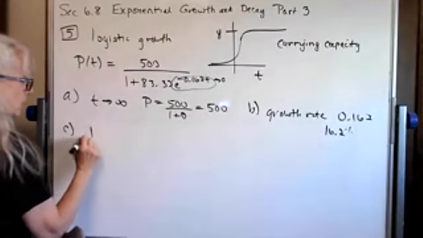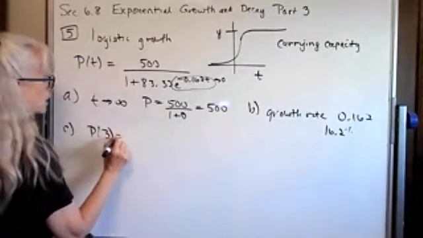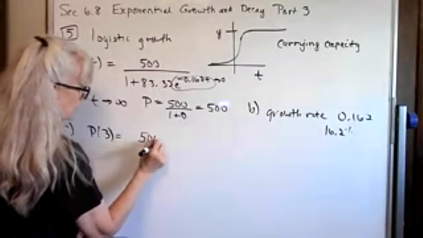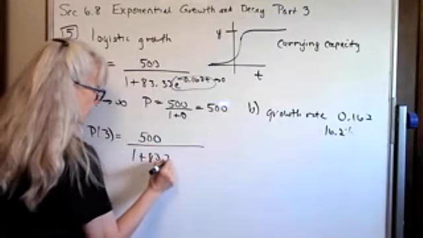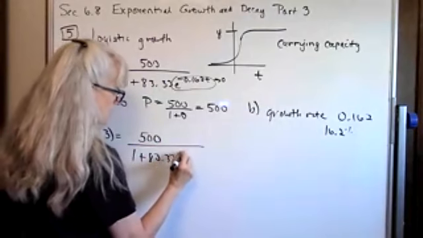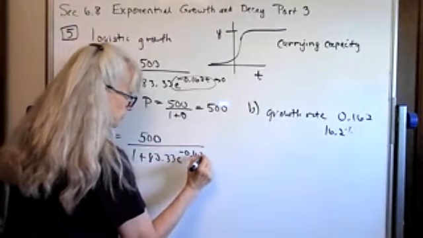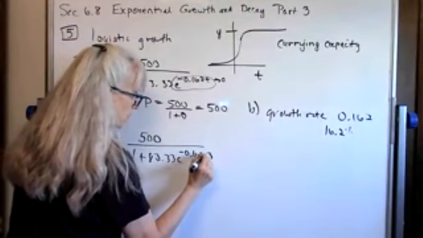Part C is asking what's the population after 3 years. So for part C, we're going to find P of 3. We're just going to plug in 3 for T. That's 500 over 1 plus 83.33 e to the negative 0.162 times 3.